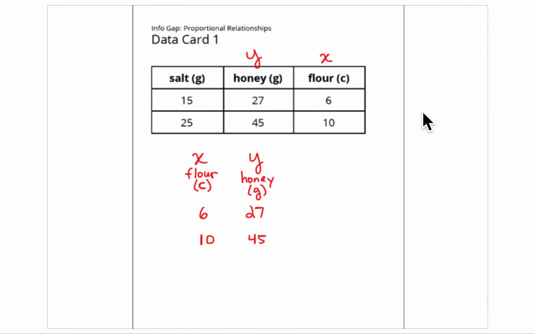So you have to put together a table. You have to start to get some idea of how to graph it, some idea of the relationship between these two. As I just mentioned, flour is going to go on the x-axis, so we're going to make this column on the left. Usually that's the column for the x values, and the column on the right is the column for the y values. The x values are 6 cups of flour and 10 cups of flour, and the y values are 27 grams of honey and 45 grams of honey.